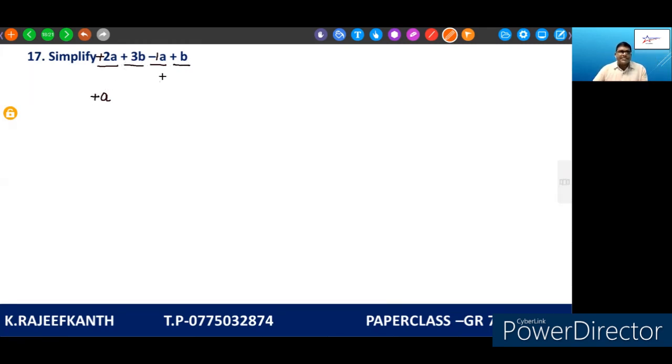Then plus 3b plus b. Here these two are like terms because those are in terms of b. Here these two have the same sign, so we have to add those two expressions. 3b plus b, 4b. Then we have to put the sign plus. So plus a plus 4b. So the answer is a plus 4b. Here we can't add these two because these two are unlike terms. This is in terms of a, this is in terms of b. So we can't add these two. Then the answer is a plus 4b.